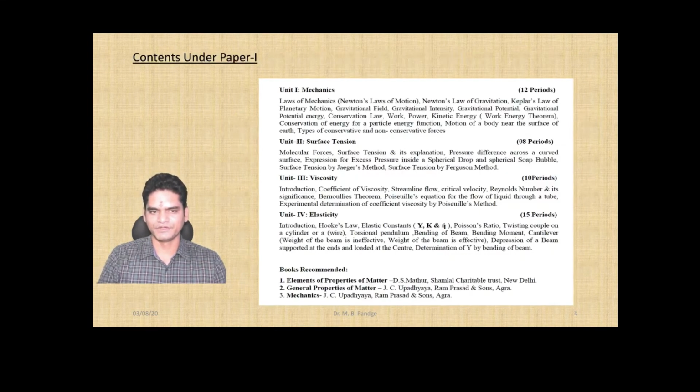In paper 1 you will have 4 units. Unit 1 is mechanics, unit 2 surface tension, unit 3 viscosity, and unit 4 elasticity. These are the recommended books for this course: Elements of Properties of Matter, General Properties of Matter, Mechanics, by D.S. Mathur and G.S. Upadhyay. Mostly Elements of Properties of Matter by D.S. Mathur is a frequently used book for the BSc course.